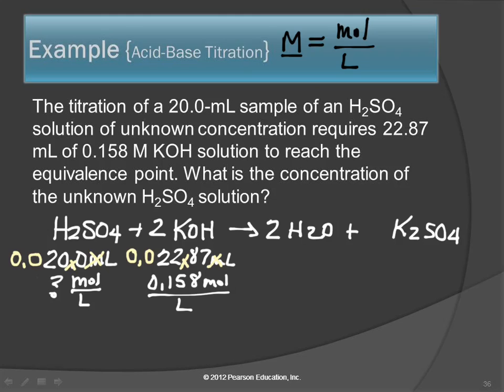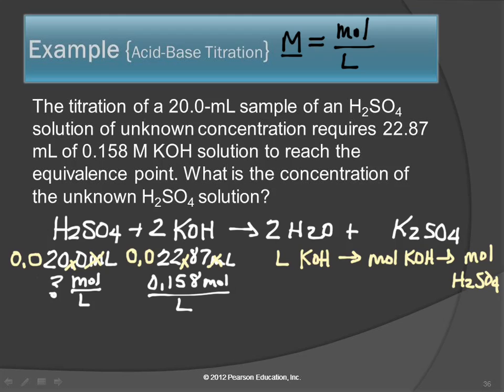So now let's look at our path. We're starting with liters of KOH. And from that we can find what? Moles of KOH. And from that we can find moles of H2SO4. Stoichiometry was grams to moles to moles to grams, right? And then we learned that it could also be liters to moles to moles to liters. Well, here we want to stop at moles. So we're going to go liters to moles, and stop. And then we're going to put it into this equation and find the concentration.